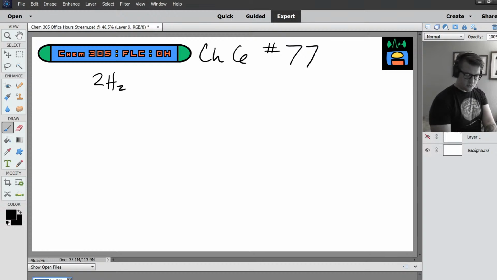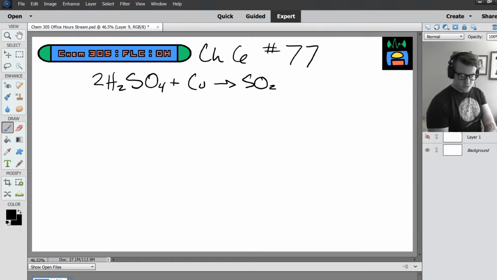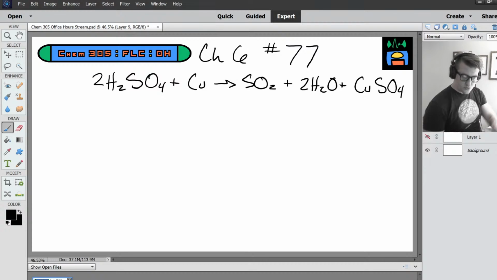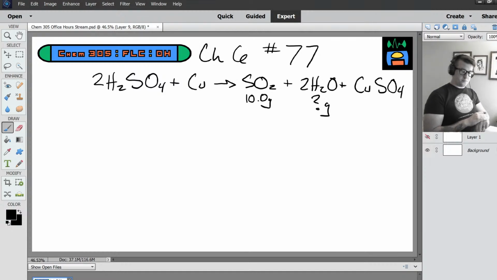Oops, it's on a C, there we go. 2 moles of sulfuric acid react with copper metal to produce SO2 plus 2 molecules of water plus 1 molecule of copper sulfate. All right, and they tell us that 10 grams of sulfur dioxide is produced, and they ask how many grams of water will be produced.